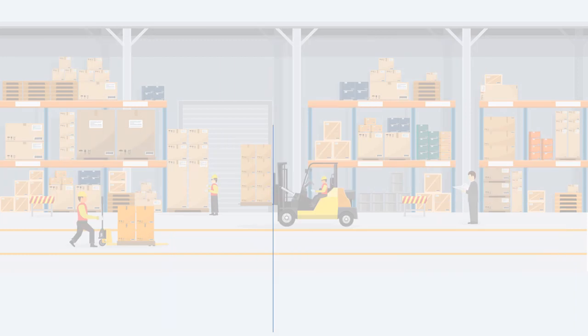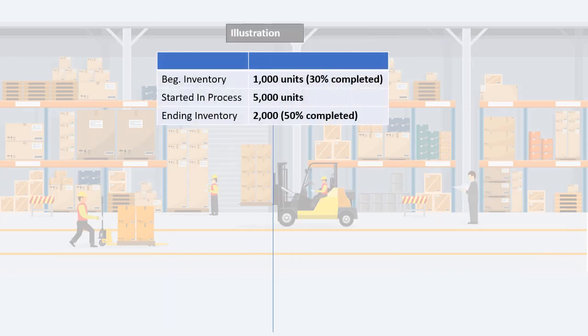Okay, so let's have an example. Let's say, in a manufacturing firm, we have a beginning inventory of 1,000 units. According to the percentage of completion, it is 30% completed before the start of the current period. Basically, the 30% was done in the prior period. Then in the current period, what we did was 70%. Then we also have started in process, 5,000 units. These are new units. Then after the production period, we had an ending inventory of 2,000 units. However, these units are partially completed, 50% completed.